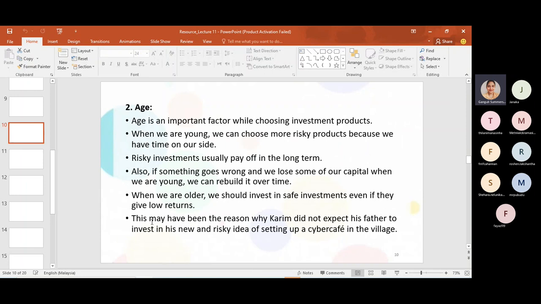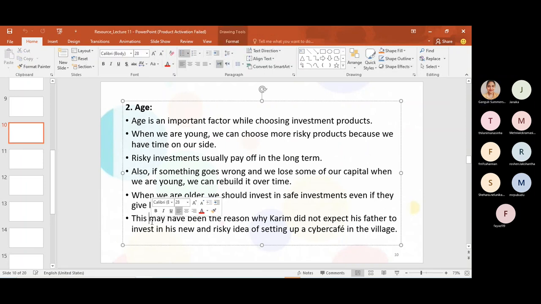by this last point on this slide, what I wanted to convey is that Karim is not getting any financial help from his father for his business, okay, his cyber cafe business. The household he gets, but household is a different thing, right? So from the last point, what I wanted to say is that Karim is not getting any financial help from his father or from his mother for his cyber cafe business. Okay, so what can be the reason for that?